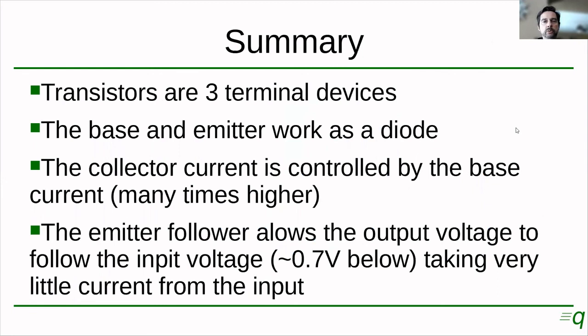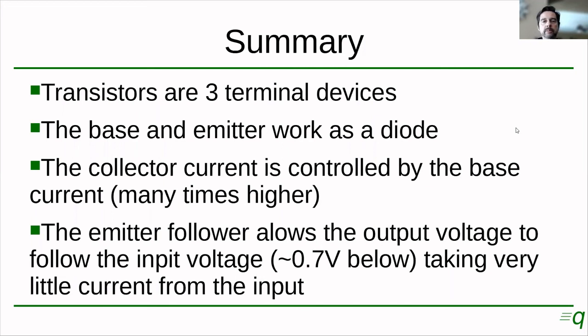So let's summarize what we saw today. Transistors are three-terminal devices. The three terminals are called emitter, base, and collector. The base and emitter work as a diode, right? You normally have those forward biased with current flowing there. And as a diode, you would have a voltage drop of around 0.7 volts there. But the most important thing about the transistor is that the collector current is controlled by the base current, and it is many times higher.